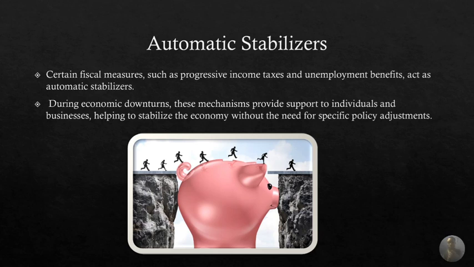This can all act as an automatic stabilizer; they are there to stabilize the economy. During an economic downturn, this mechanism provides support to individuals and businesses by helping them stabilize the economy without the need for a specific policy adjustment. Because you know that policies, as they are evaluated, we look at them from both sides, we can avoid that by using automatic stabilizers such as progressive taxes and unemployment benefits.